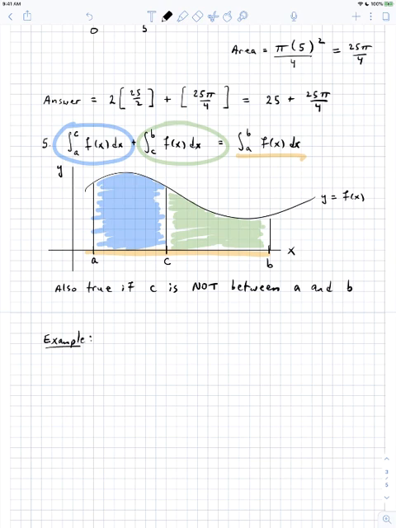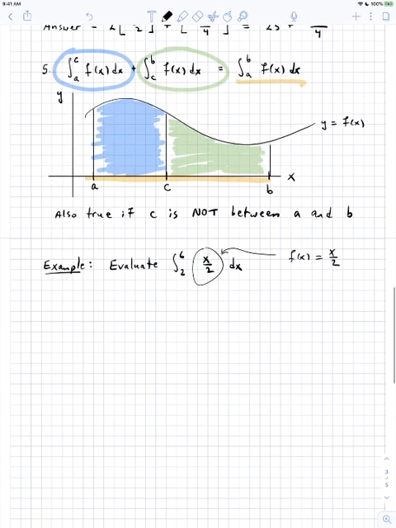So for our example, let's evaluate the definite integral, let's say from 2 to 6 of x over 2 dx. So in this case, our function f of x is equal to x over 2. And we're interested in the definite integral from 2 to 6. This function, x over 2, is positive over that interval.